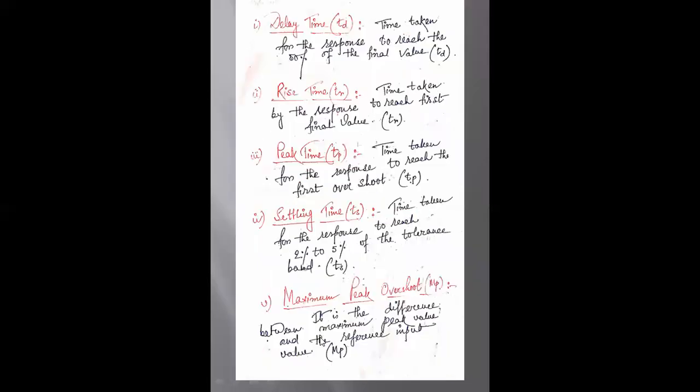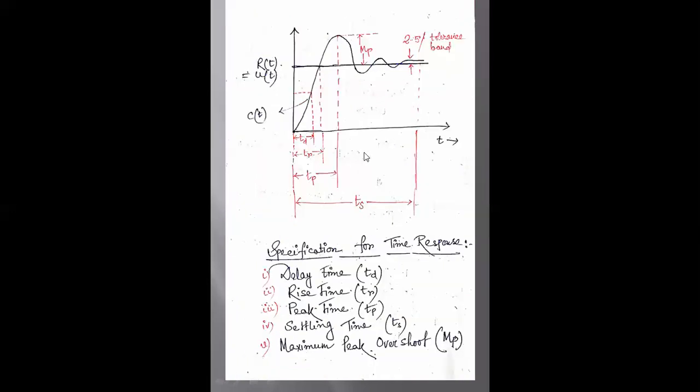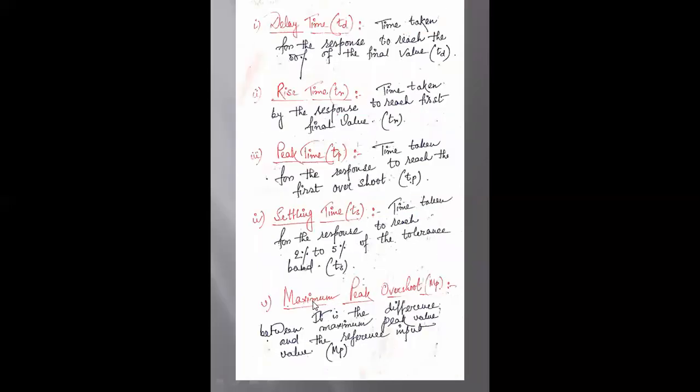Another is the settling time. It is the time taken for the response to reach the 2 to 5% tolerance band, that is called ts. This is the 2 to 5% tolerance band that we can tolerate to reach the final value. This total time is known as t suffix s. This is called the settling time.